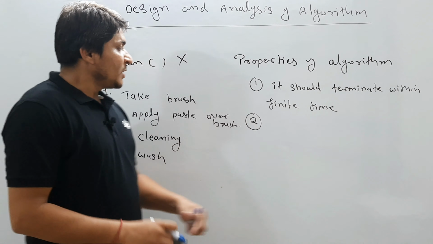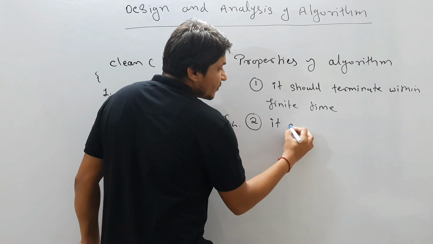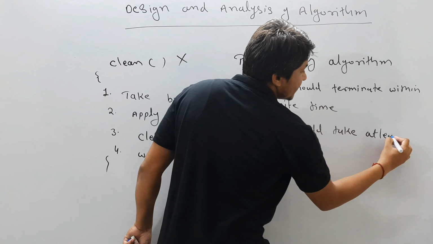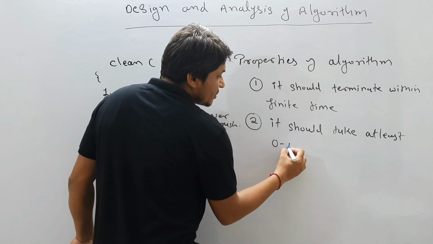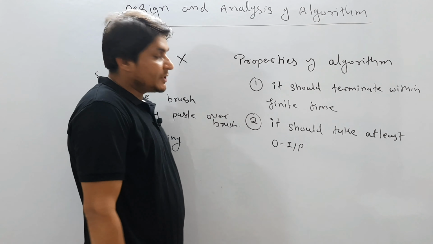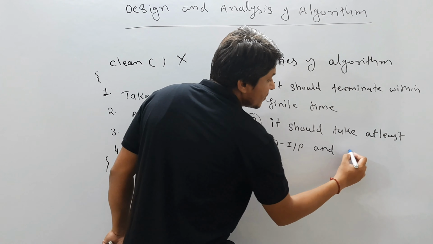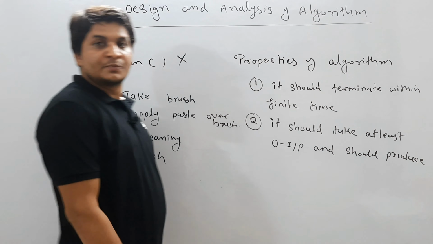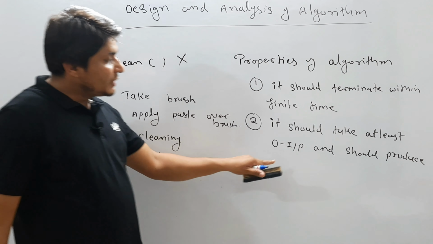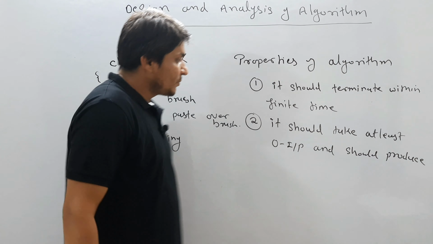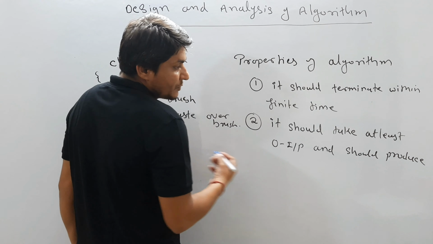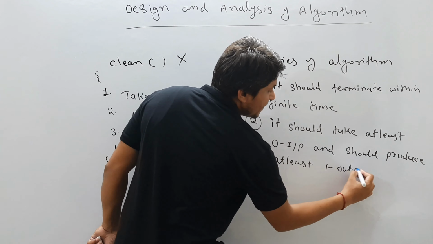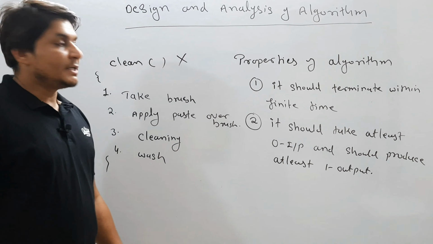So what could be the second property? It should take at least 0 input, 0 input or more, and it should produce at least 1 output. This is property number 2.